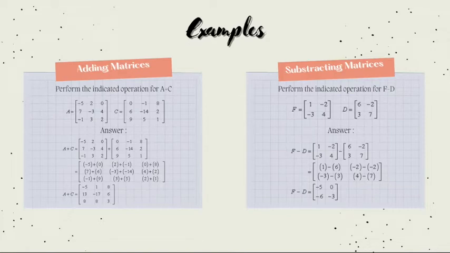To solve this problem, use the same method as the previous question. The formula is to subtract matrix by subtracting their corresponding entries of F and D, so we can get the result.